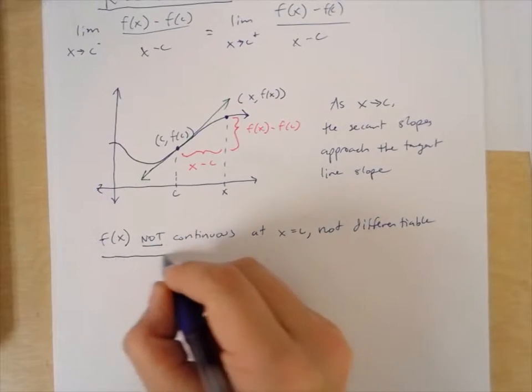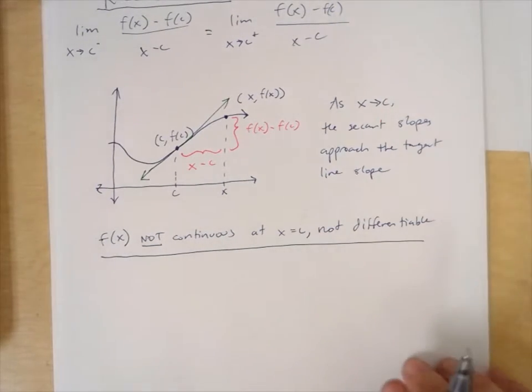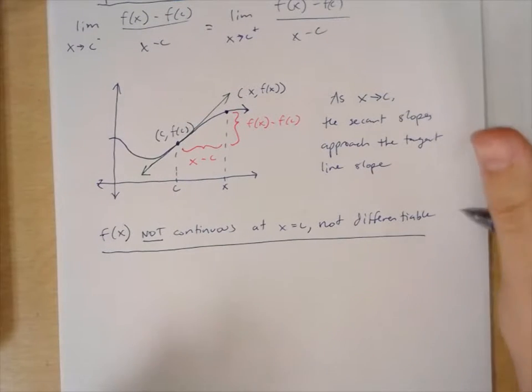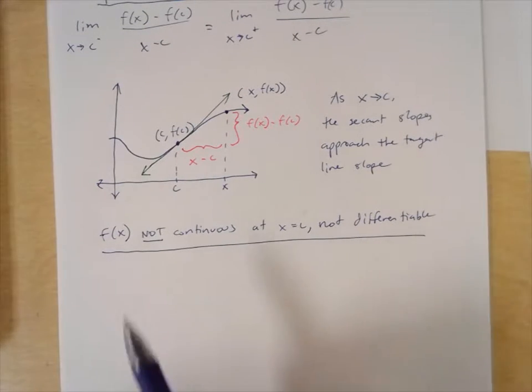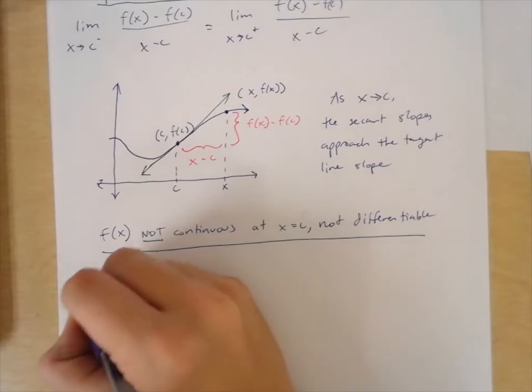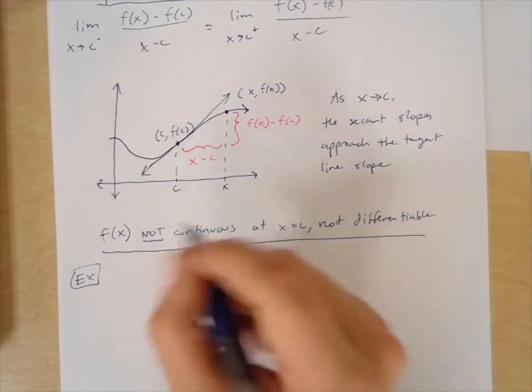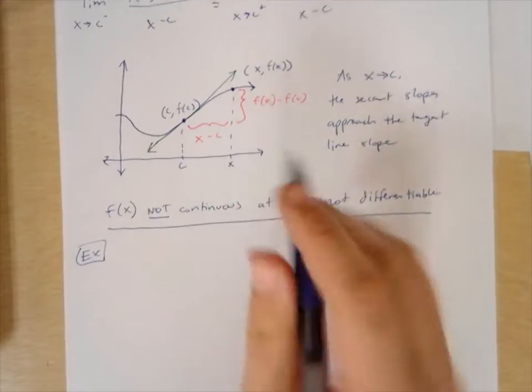That would mean that it's not differentiable. And that's a rule of thumb I'd like you guys to understand. Not continuous, automatically, boom, not differentiable. So let's take, for example, that greatest integer function.